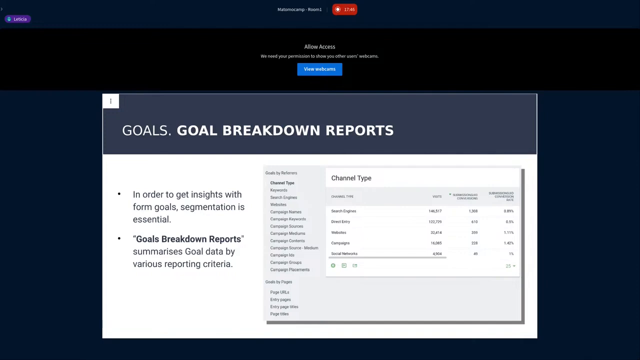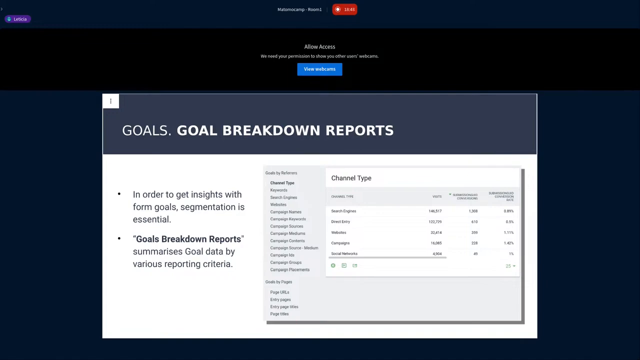One of my favorite reports that we can find in the goals section is the goal breakdown report. This is a set of reports that include some of the most useful from the report section. These reports summarize the goal and the main metrics related with the goal by various reporting criteria. The goals breakdown report helps us understand the conditions that lead to goal completions on the site. It allows us to understand easily how forms work in different markets, in different marketing channels, in different devices, in browsers, in pages. And breakdown goal reports are essential to get insight analyzing form goals.